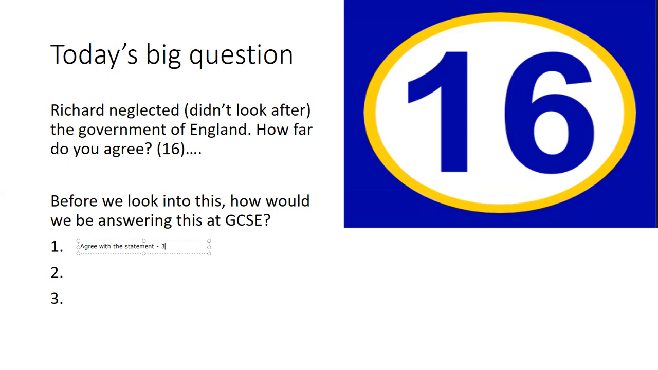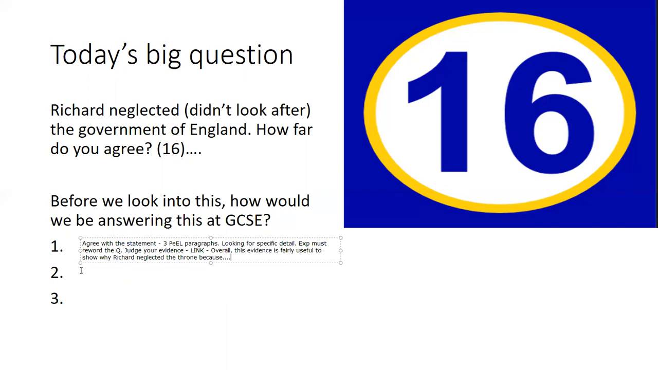What we're looking for here is three point, evidence, explain, link paragraphs. We're looking for specific detail. The explanation must reword the question. But the most important thing with this question is that you judge your evidence, and you do that through your link. So you say, overall, this evidence is fairly useful to show why Richard neglected the throne, because you judge how strong the evidence is. This is setting a criteria, and it will allow you to access the top marks when you sit your GCSE.